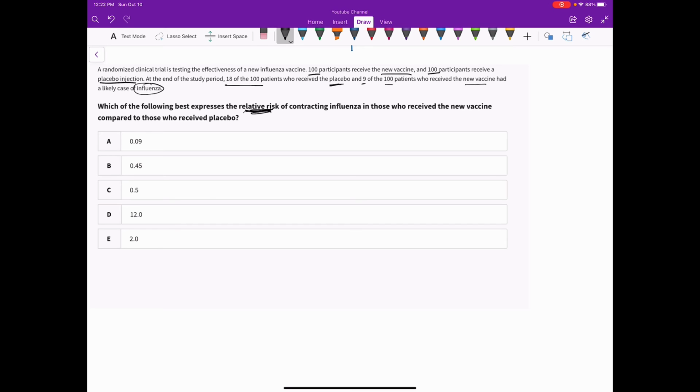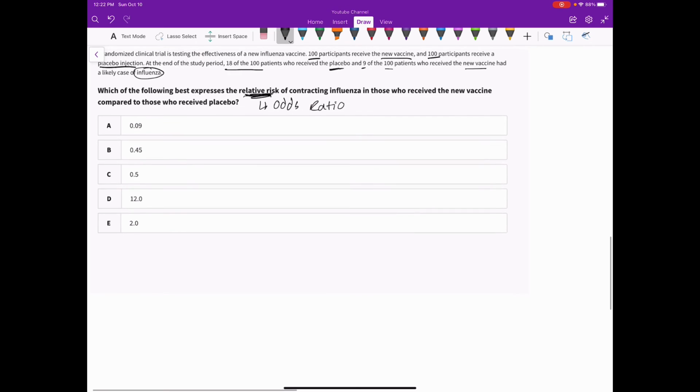Okay, well, I'm going to add something to the question. I'm going to ask for the relative risk, and I'm going to ask for the odds ratio. I want to do both formulas. Okay, we're going to start off with the question asked, though. We're going to say, what is the relative risk of contracting influenza in those who received the new vaccine compared to those who received the placebo? Okay, let's erase this so it doesn't get all clustered. Break it down slowly. Well, what's the first thing we could do?